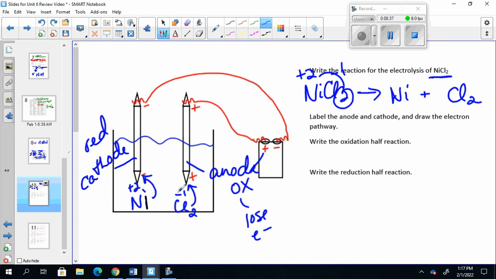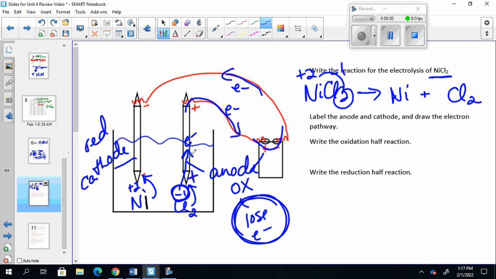The electrons get pulled. So see this minus attracted to this plus? That's going to literally pull the electrons out of the chlorine. The negative electrons are going to get pulled through the wire. So I show it right there. They're going to go through the battery, and they're going to go all the way over here. And so that's why it's losing electrons. Over here, the positive is attracting those electrons. So they're going to get gained on this side. Reduction means it's going to gain electrons. So I labeled the anode, I labeled the cathode, I drew the electron pathway.